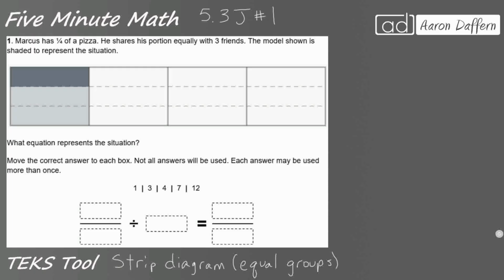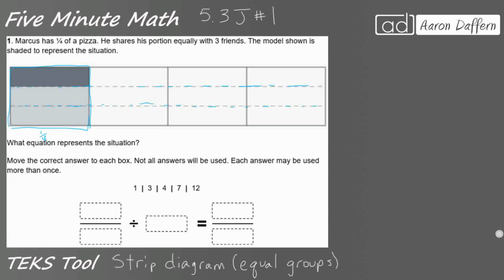So we have a pizza, and it looks like Marcus has only got 1/4 of the pizza, so he's dealing with this section right here. You see that's the 1/4. And then he is going to share his portion, which is already not much, with 3 friends. And so that's why we've got these lines right here going across. We're going to take this 1/4, and even that small section we're going to cut into 3 pieces.